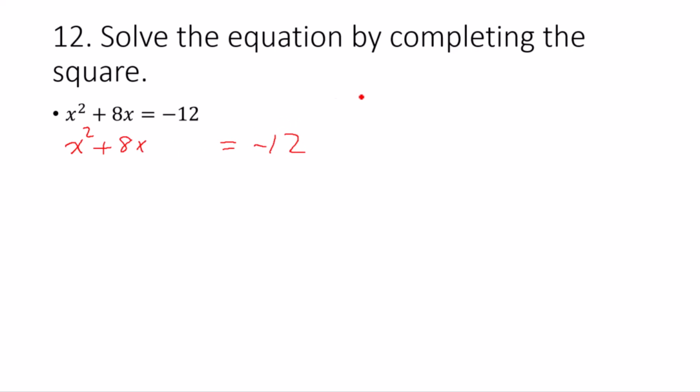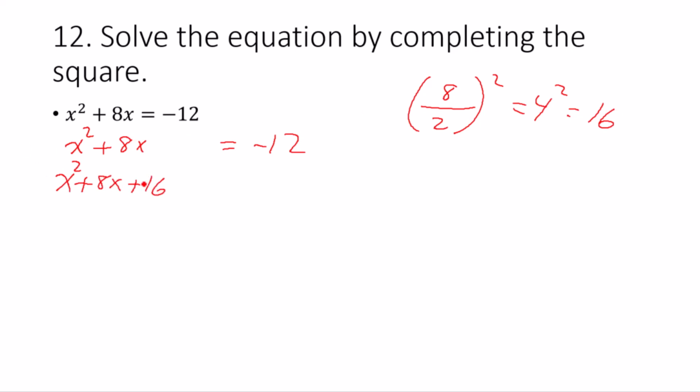What do we need to complete the square? Take that 8, divided by 2, square the answer. What do we get? 4 squared, 16 is the magic number. So back over here, x squared plus 8x plus 16 completes that square. On the right side, we'll have -12 plus the 16 again.